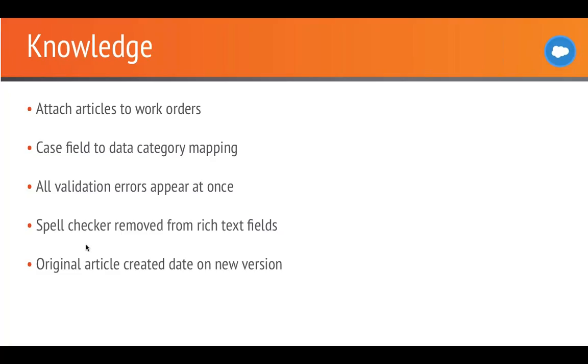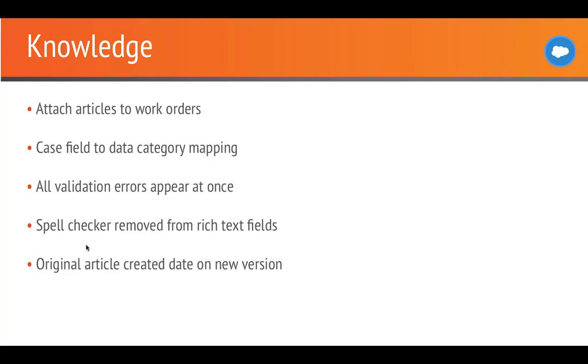If you have validation rules on articles, up until summer 16, if you broke a number of validation rules, it would be a little bit of a death by 1,000 cuts, in that you would get one error, fix that, then it'd tell you the next error, you fix that, then it'd tell you the next error, and you fix that. So what happens now is all of your validation messages are shown at once, so you don't have that kind of drip feed of individual errors.